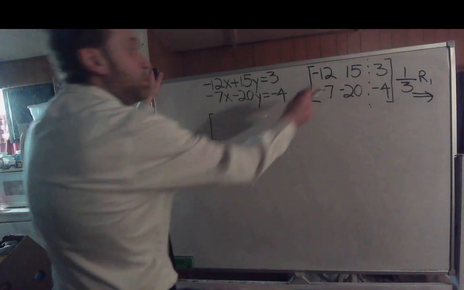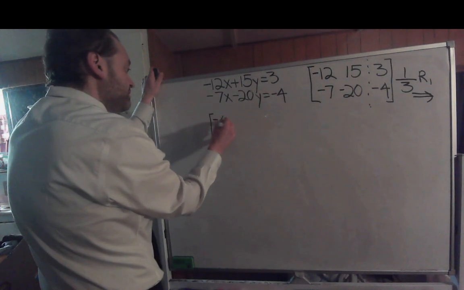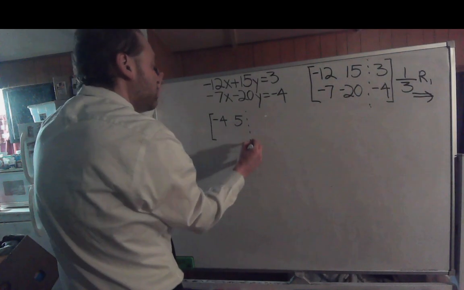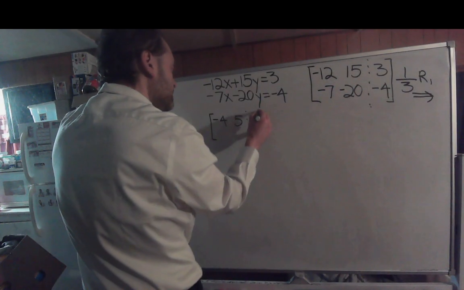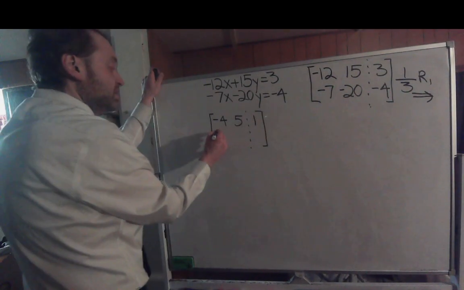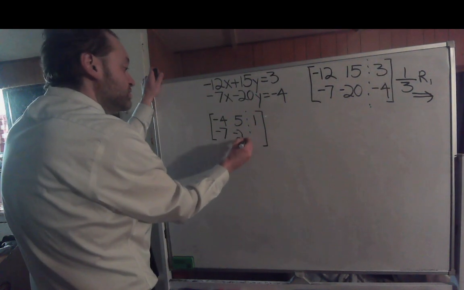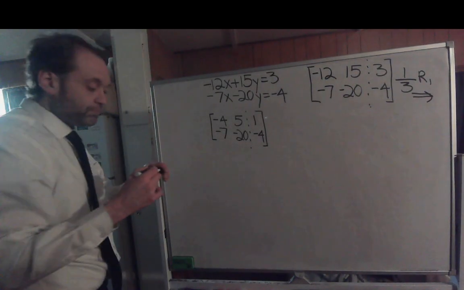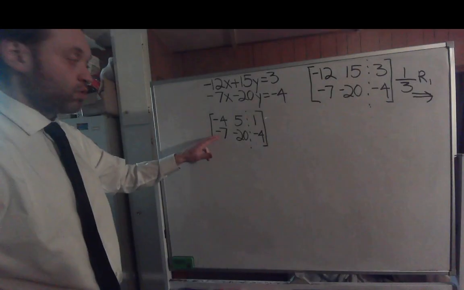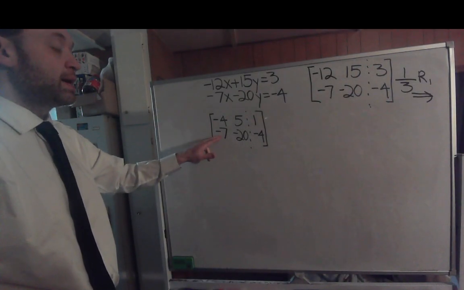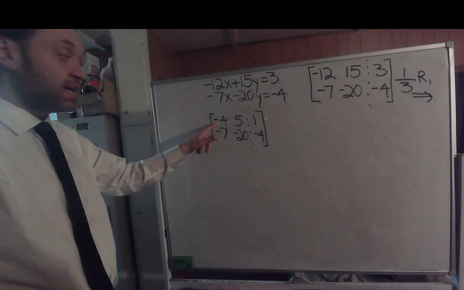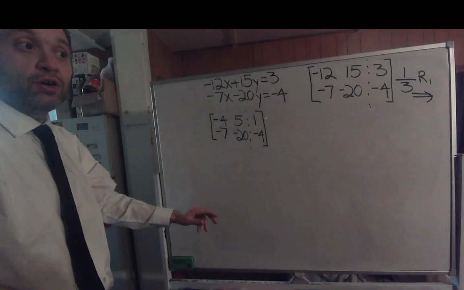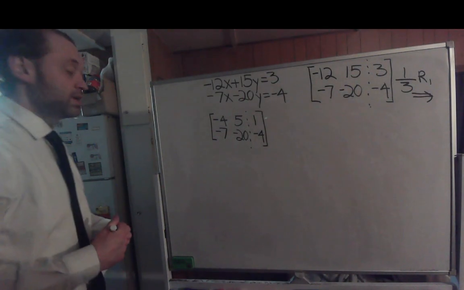So 1/3 of negative 12 is negative 4, 1/3 of 15 is 5, and then 1/3 of 3 is 1. And our second row is still intact of negative 7, negative 20, and negative 4. Alright? Isn't this going to be much better to work with now? We just multiply the top row still by negative 7, but we only have to multiply the second row by 4 instead of 12. Much smaller numbers to work with.